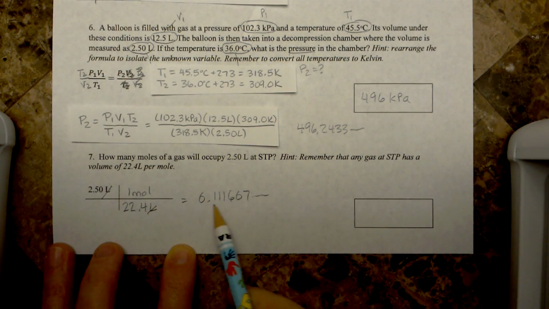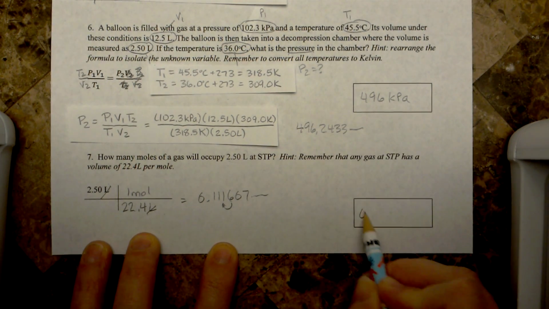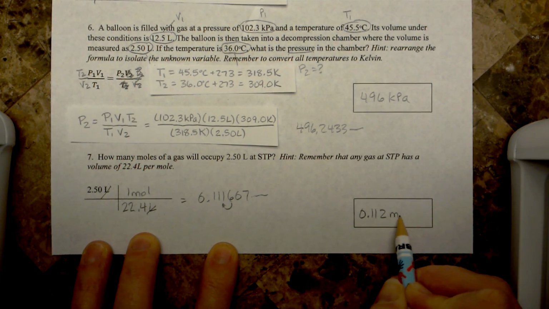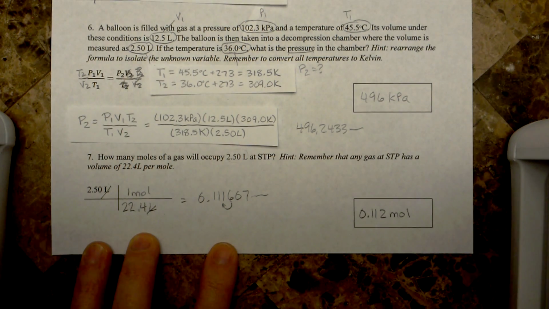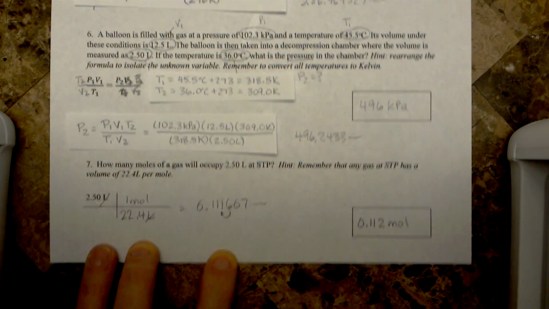111.607 and so on. I need 3 sig figs. This 6 rounds that 1 up to a 2. If you put 111, it wasn't counted off. It's just not as accurate as 112 moles. So let's look at the last page of our quiz.